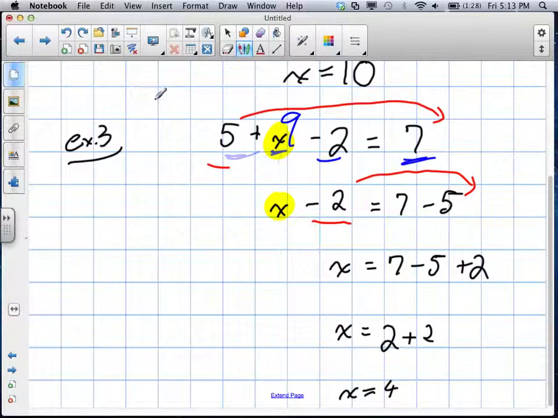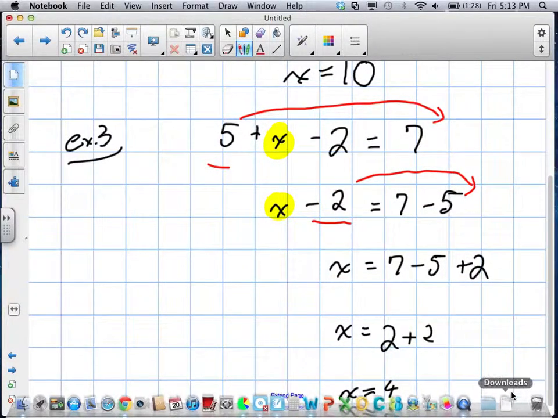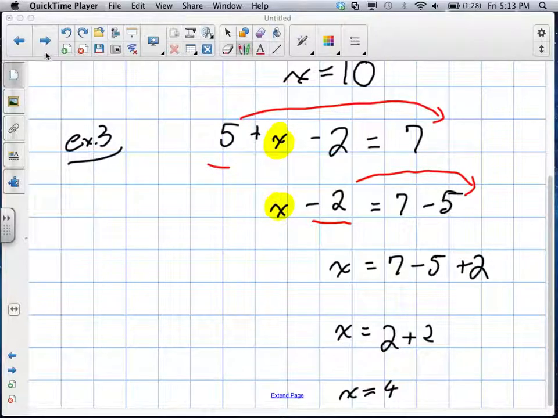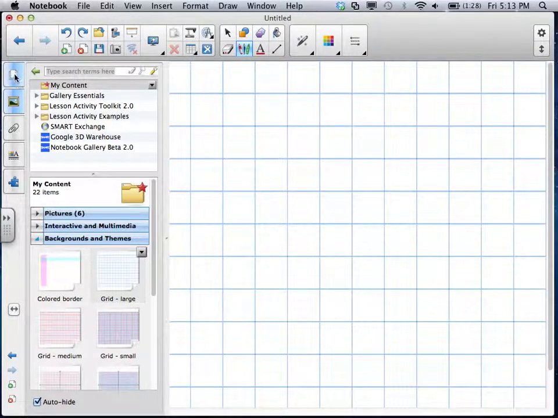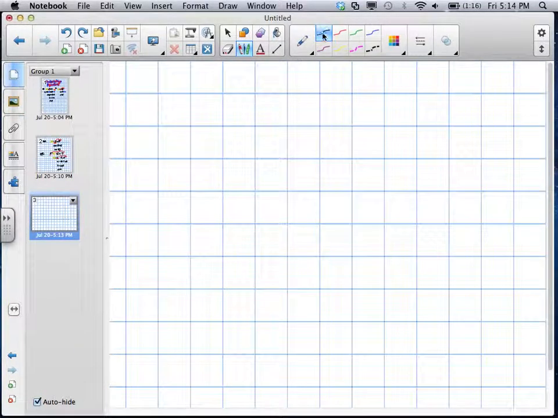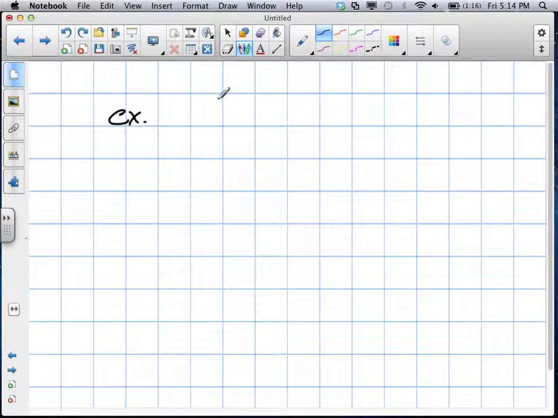Okay. How's that so far? Good. That was easy enough? Okay, let's try another. I'm going to do an example. Now this example is a little harder.